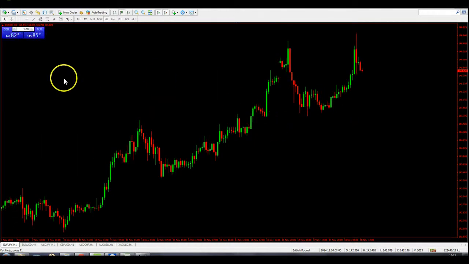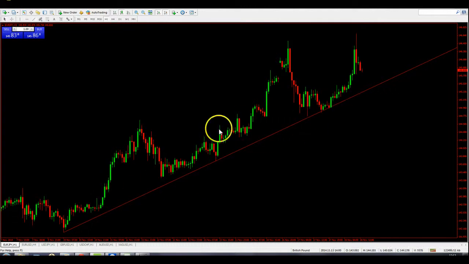Okay, so we're going to just have a look at the Euro Japanese yen right now. You can see we're currently in a long market. Okay, making higher highs, higher lows, easy to trade. So this would be a buyer's market at the time. So just want to talk about this move here.